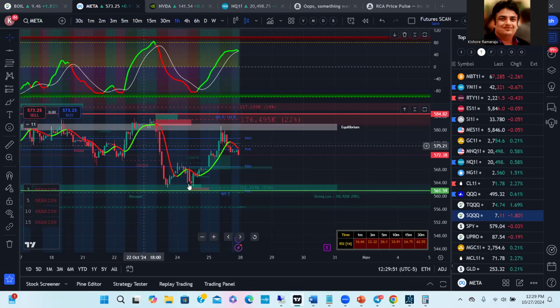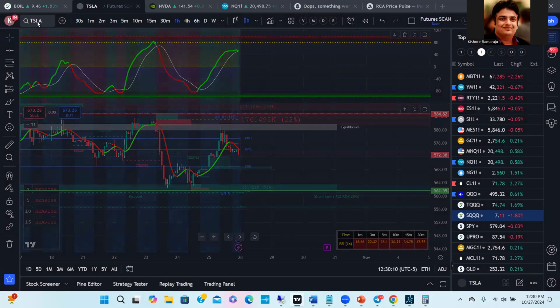Right, it came to the bottom, went all the way. There was a big sell order block. Then yeah, it is dropping. So tomorrow we may see further drop. So if NQ is bearish, that means majority of your Nvidia. Let us also look at Tesla.